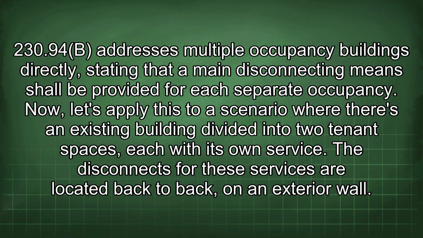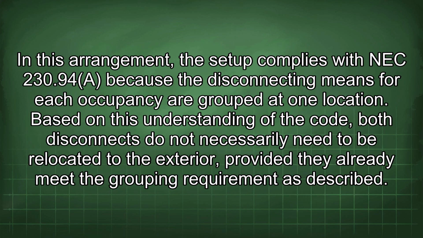Now let's apply this to a scenario where there's an existing building divided into two tenant spaces, each with its own service. The disconnects for these services are located back to back on an exterior wall. In this arrangement, the setup complies with NEC 230.94 because the disconnecting means for each occupancy are grouped at one location. Based on this understanding of the code, both disconnects do not necessarily need to be relocated to the exterior, provided they already meet the grouping requirement as described.